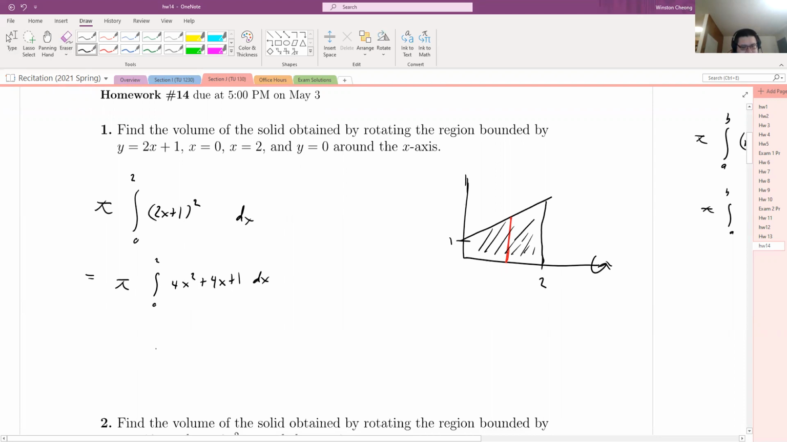I didn't mean to put equals there. And then, well, then you integrate it. So this is going to be 4/3 x cubed plus 2x squared plus x evaluated from 0 to 2. Then when you plug in, well, 0 is going to give you 0. And when you plug 2 in, you're going to get 62/3. So this is the evaluation that you would end up doing.